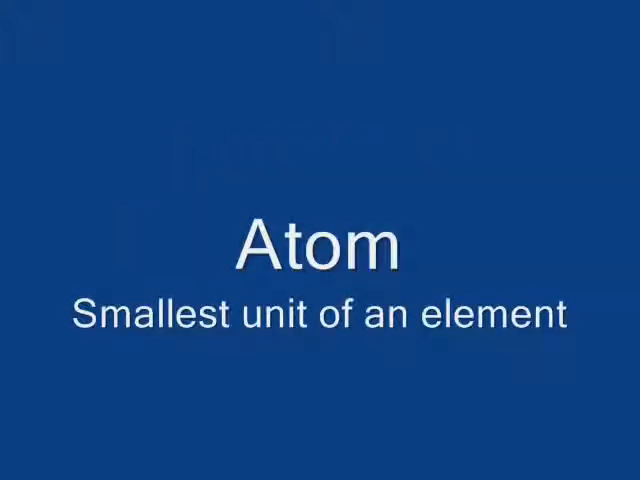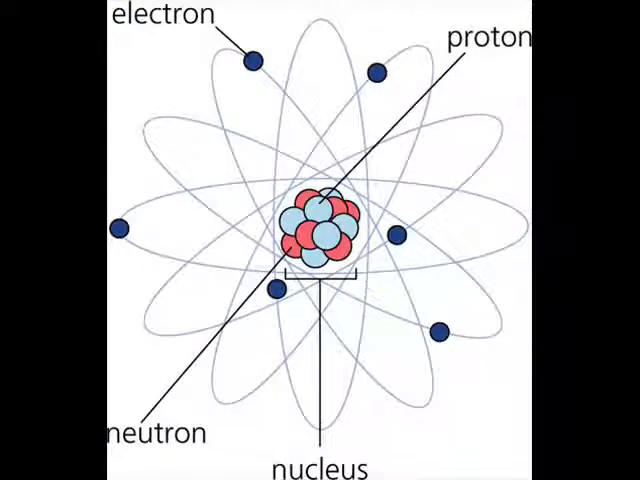Atom, the smallest unit of an element. Remember that atoms contain three small particles, protons and neutrons inside the nucleus, and electrons orbiting around the nucleus. Atoms belong to specific elements. Hydrogen atoms will be different than oxygen atoms, as each has a specific number of protons, neutrons, and electrons.